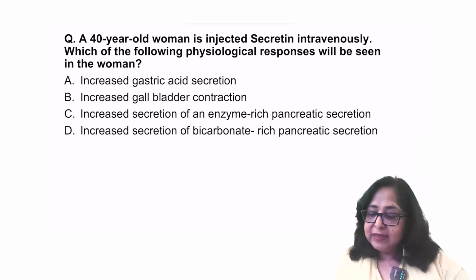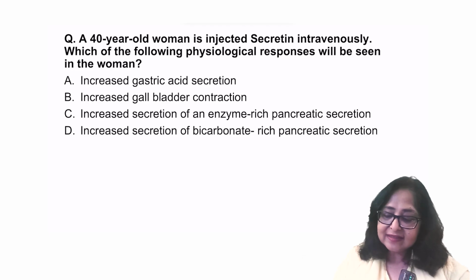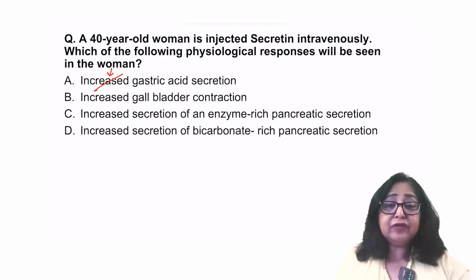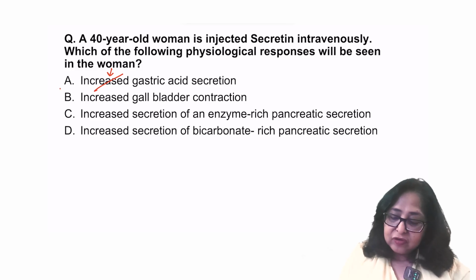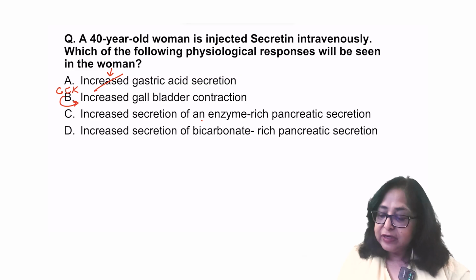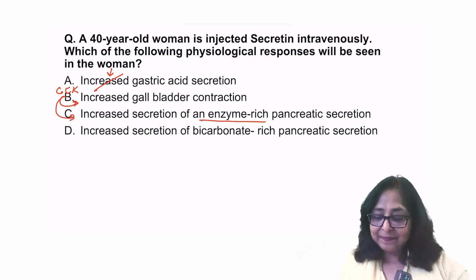A 40-year-old woman is injected secretin intravenously. Which of the following physiological responses will be seen in the woman? Increased gastric acid secretion? No. A decreased gastric acid secretion, in fact. Increased gallbladder contraction. Gallbladder contraction is done by CCK. Increased secretion of an enzyme-rich pancreatic secretion, also by CCK.